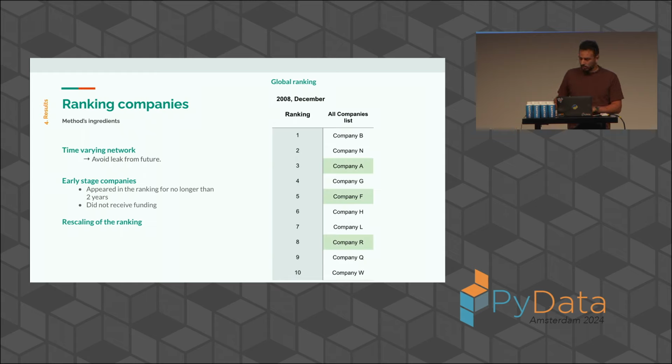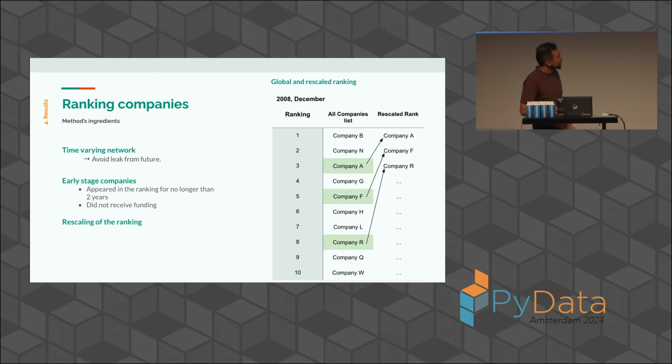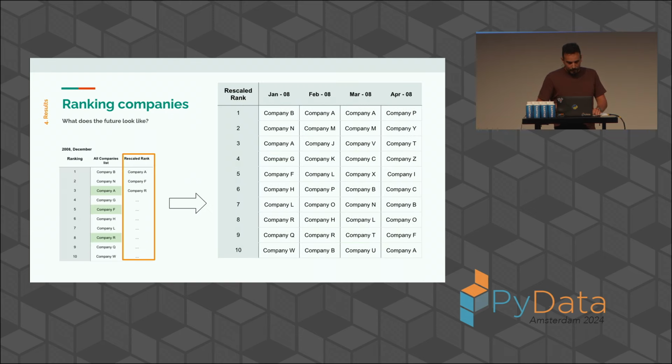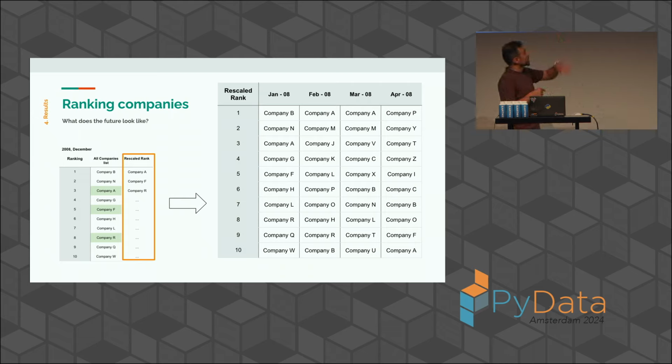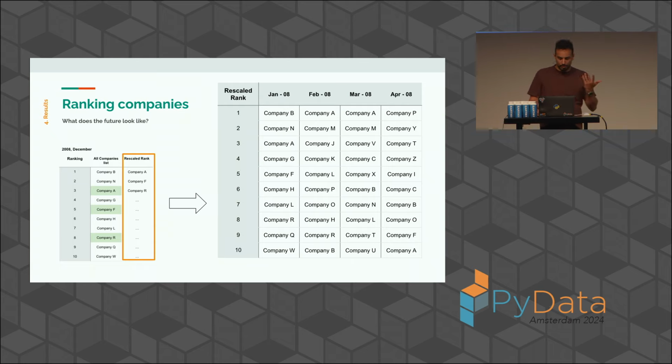Using these two conditions, for example, we could select companies A, F, and R to be startups. They match the criteria. And what we do is rescale the ranking, where now company A is the first, company F is the second, company R is the third. Now, if we repeat this process for every timestamp, we will end up with this table where each column is a month-year pair, and each row represents a company ranked by their PageRank, for example.